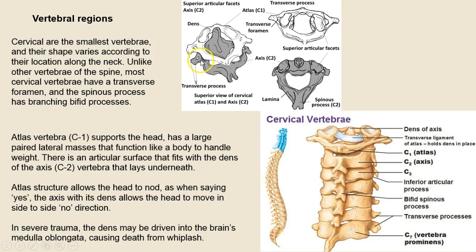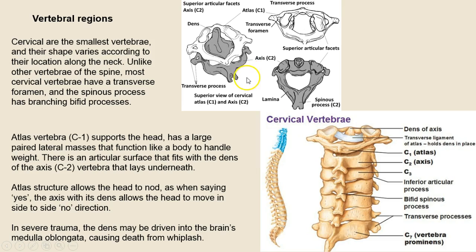Below it is the axis. These are very thin, fragile bones, and so neck injuries are a problem. The dens here allows us to say no. And the way I remember these is I try to say yes in life. You know, when something comes up, I try to say yes, yes. So first is the atlas, and I say yes.